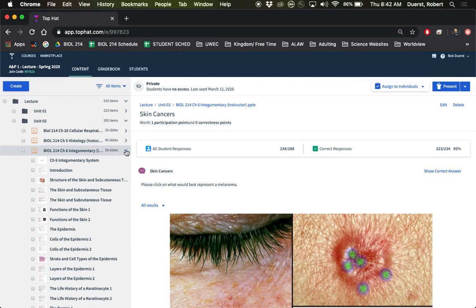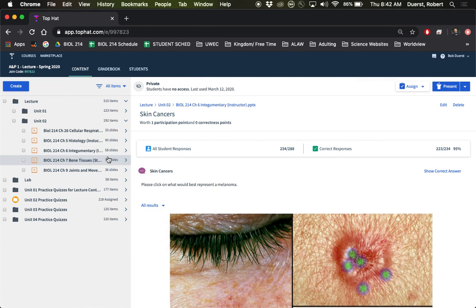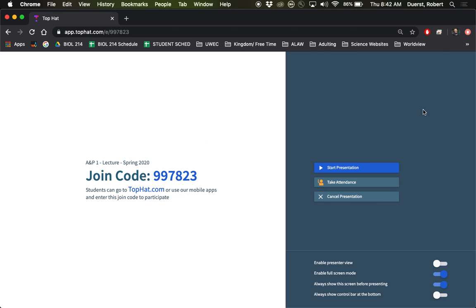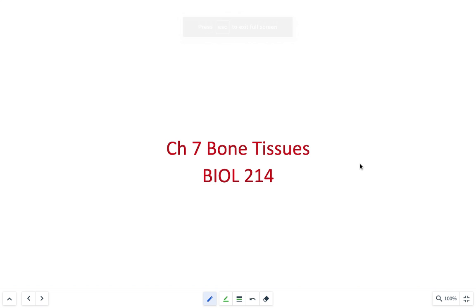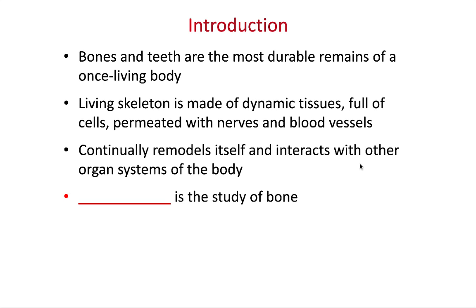So we are done with the integumentary system. Let's move on to Chapter 7, the skeletal system. As we are looking at our skeletal system, this Chapter 7 in your lecture textbook focuses primarily on the functions of the bone. Chapter 8 is the name the bone chapter in your lecture textbook, and we're skipping that chapter. But let's talk about the bone.